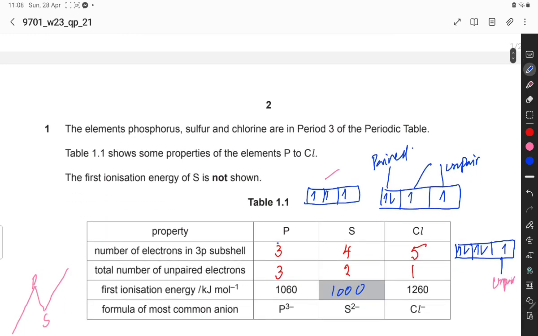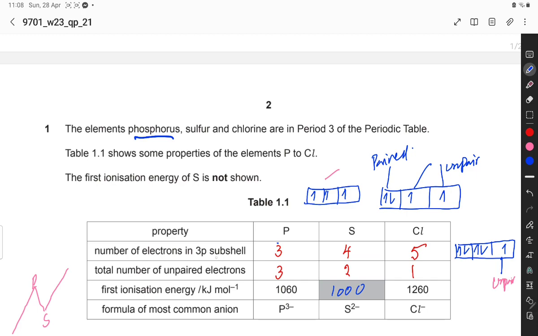For question number 1, the elements phosphorus, sulfur and chlorine are in period 3 of the periodic table. Table 1.1 shows some properties of the elements phosphorus to chlorine. The first ionization energy of sulfur is not shown.